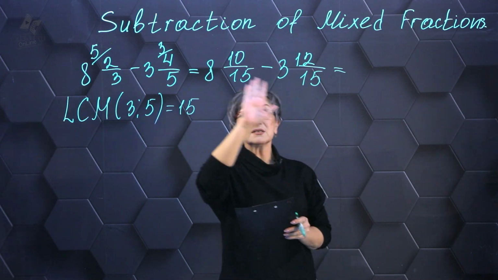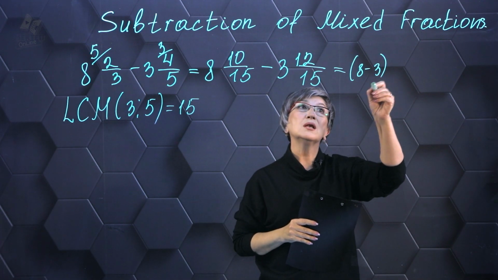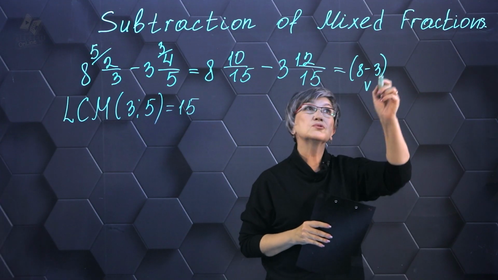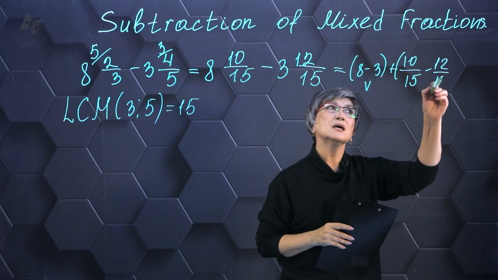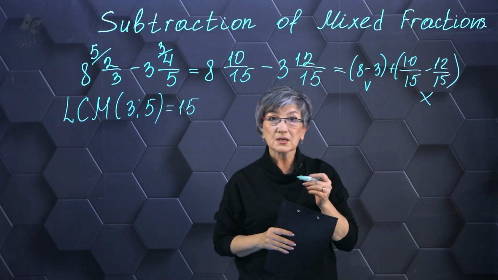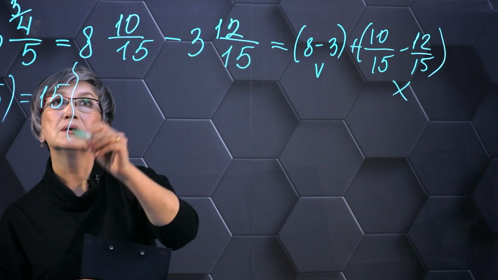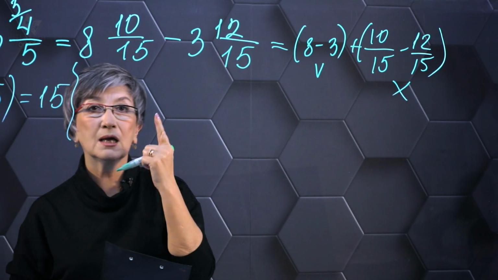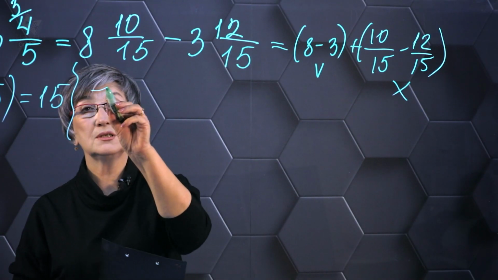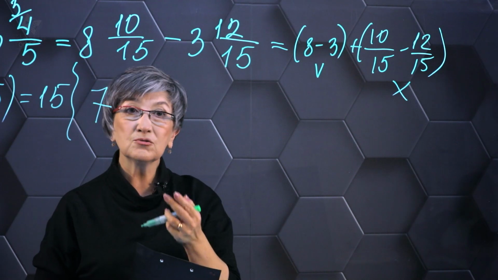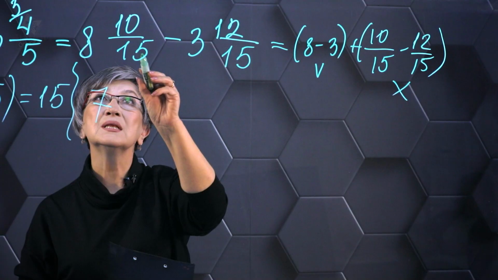So I'm going back to our example. 8 minus 3, it's okay. Everything works out. But 10 fifteenths minus 12 fifteenths, I can't do it. For that reason, I'm going back to our 8. So I take one whole part. 8 minus 1, that would be 7 whole ones. Next step, to 15, I add 10. 15 plus 10, 25 fifteenths.